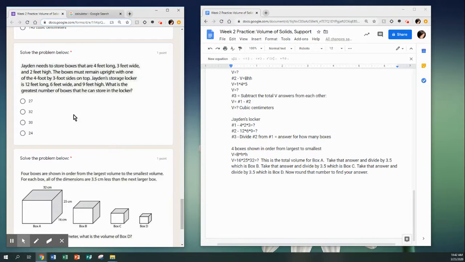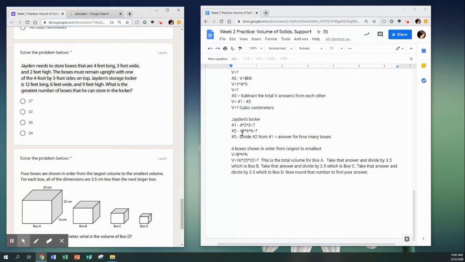Now we have Jaden and his locker and the issue with boxes. So what you really need to do is find the volume of the box. Well, the box that's 4 feet long, 3 feet wide, 2 feet high. So that's 4 times 3 times 2. You see in my notes, 4 times 3 times 2. Well, I said 4 times 2 times 3.